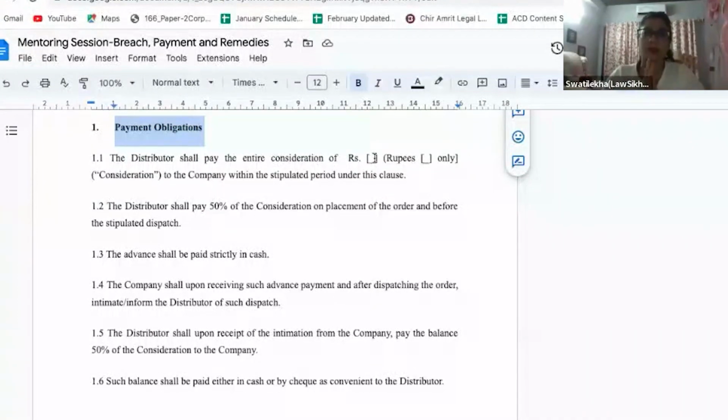Did you understand about drafting? A little bit, at least.